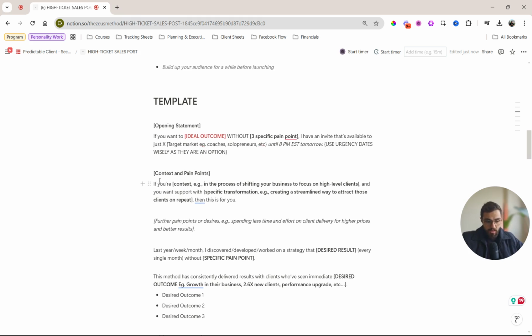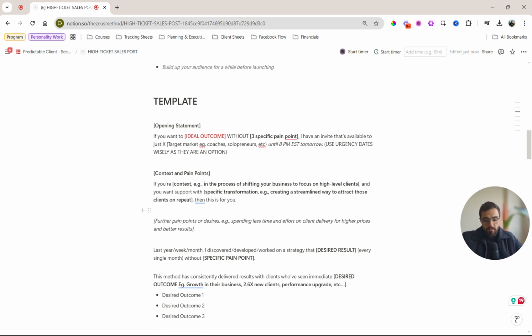Now, if you're context in the process of shifting your business to focus on high level clients. So, for example, here you're identifying the target audience, cool, in a way that you are not saying like, hey, this is for consultants who have three clients, or we're not going into the details here.